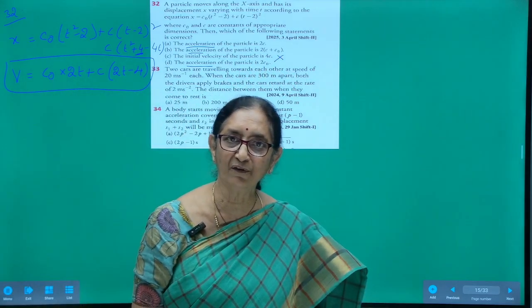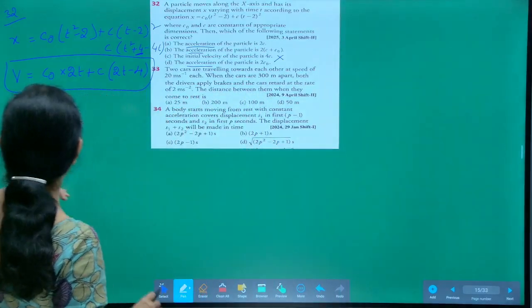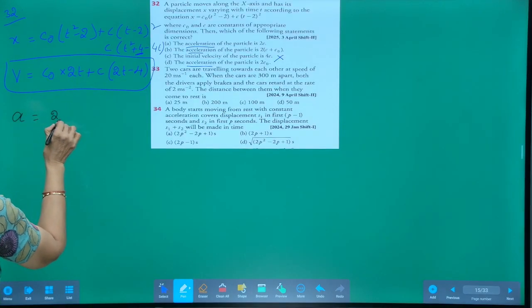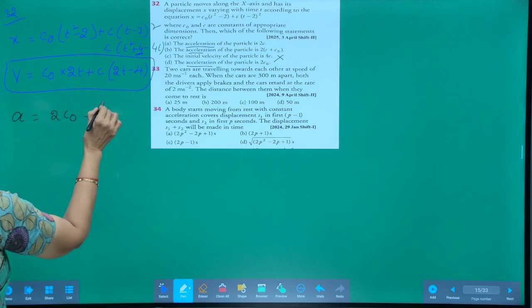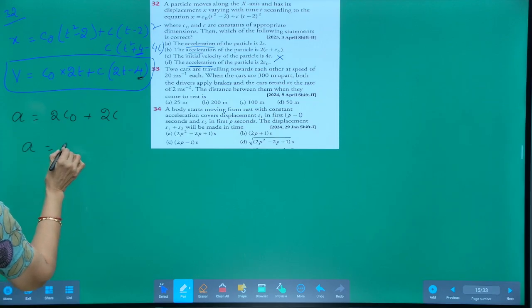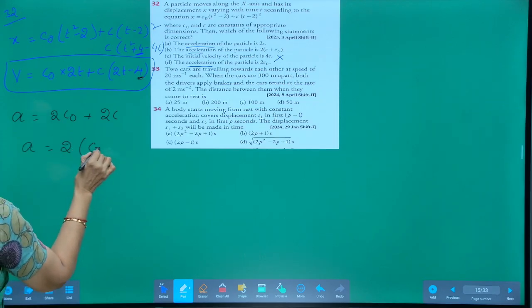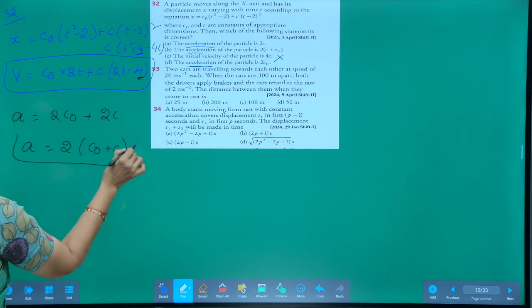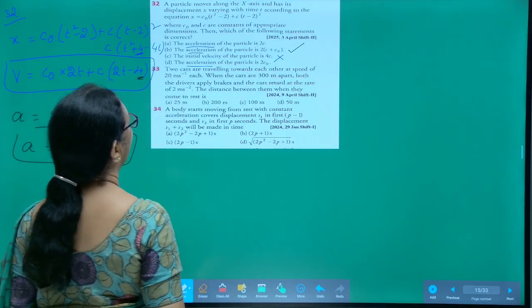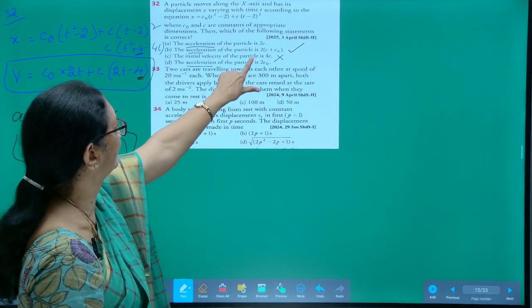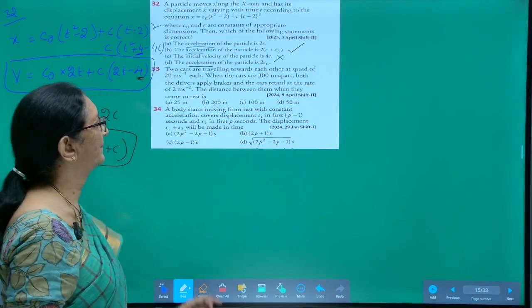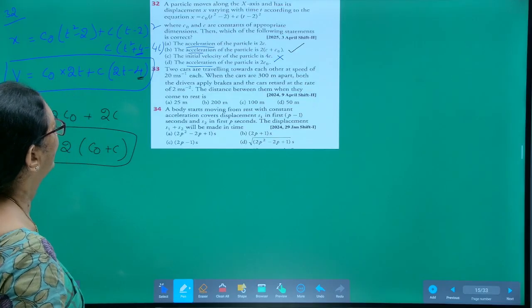So we have to go for acceleration. Just differentiate this with respect to time. It is 2c naught plus 2c. Its derivative is 0. Our acceleration is 2 into c naught plus c. See here, exactly. The second option is that the acceleration of the particle is 2 into c plus c naught. That's what we got there. So that is the correct option.